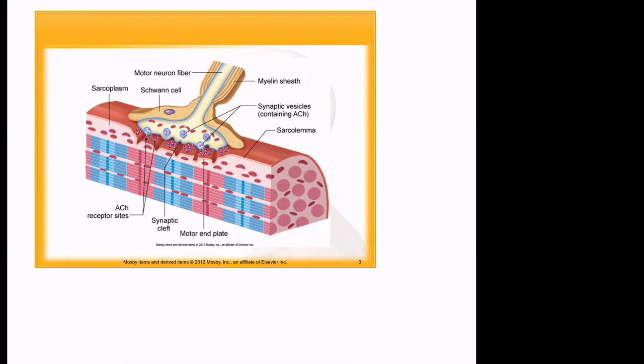We'll talk about that space later on. In this case, I call it the neuromuscular junction. Here, they're calling it the synaptic cleft. We'll talk more about that a little bit later. I call it the neuromuscular junction just so that people know I'm specifically talking about neuron to muscle.